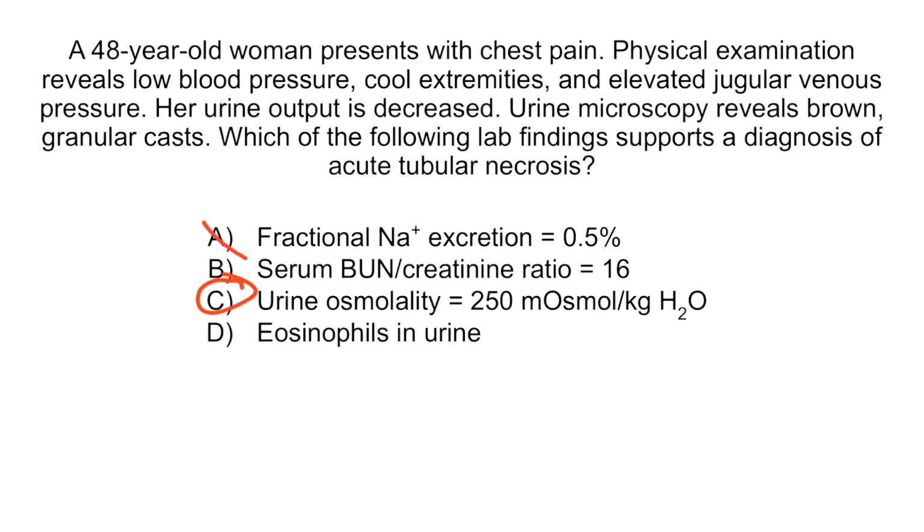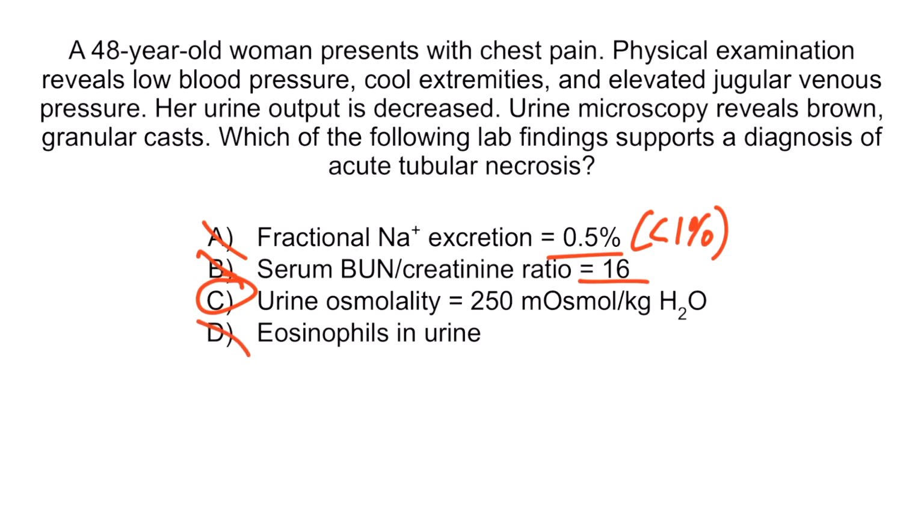A is incorrect because a fractional excretion of sodium of 0.5%, which is less than 1%, would be more indicative of a prerenal condition. But again, given the brown granular casts, the patient most likely has intrinsic azotemia and acute tubular necrosis. B is incorrect by similar logic. It's 16, and we would expect it to be less than that because the tubules aren't reabsorbing BUN as much.